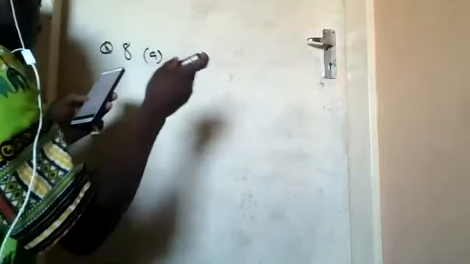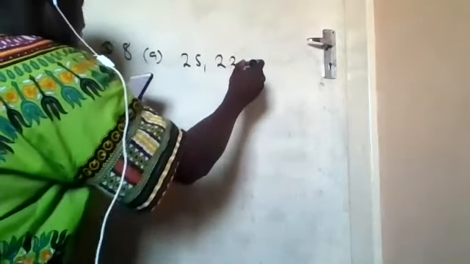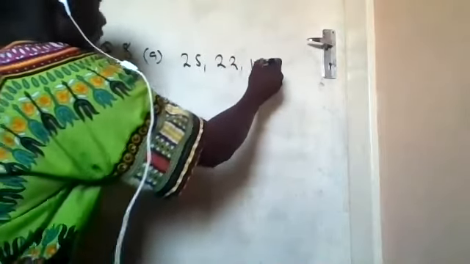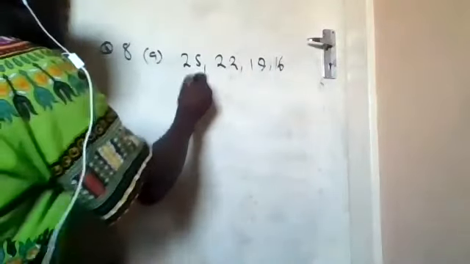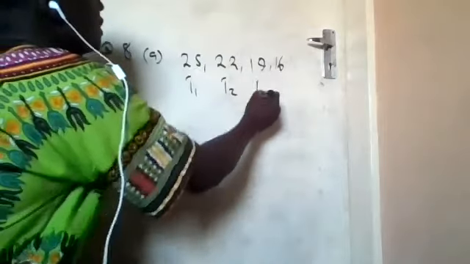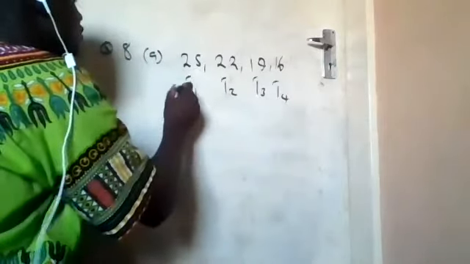8A, we are told to find the formula for the expression. We have 25, we have 22, we have 19, then we have 16. So this is our T1, this is our T2, this is our T3, our T4. And we know that our T1 is also the A.